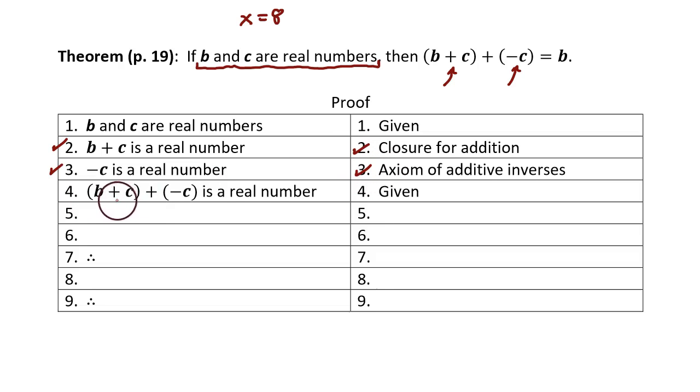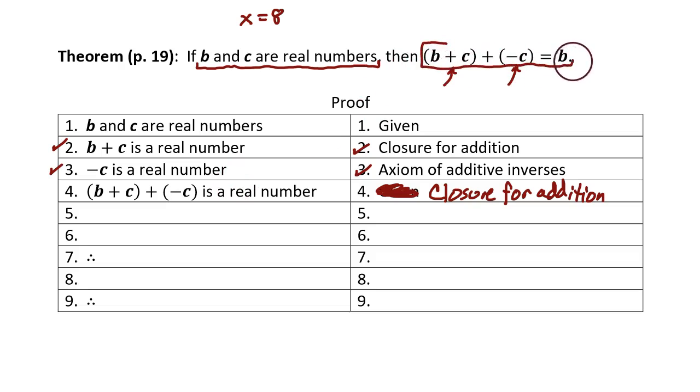Statement 4 is already filled in. When you add these two things together, the answer is a real number. Now it says given. Would you cross that out? That's a typo. The reason why we know that these two add together to make a real number is because of the closure axiom for addition. Once we've ensured that every numerical expression that appears in our theorem is a real number, we can start to think of what axioms that we learned about real numbers will allow us to prove that this is a true statement.